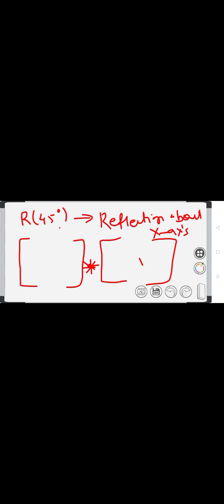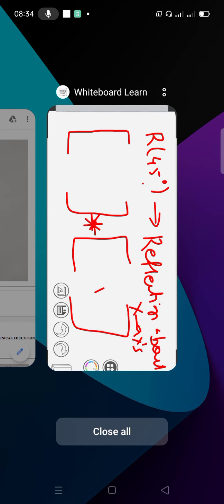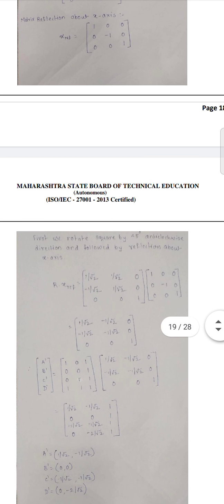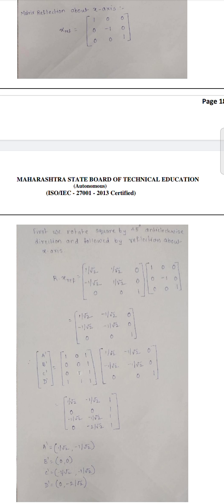So you have to multiply both matrices to find the final answer. In this step you have multiplied both the matrices. First we rotate by 45 degrees and then we perform a reflection. You have computed rotation and reflection, multiplied both matrices, and you get this particular transformation matrix. This is a composite transformation matrix, obtained by multiplying the rotation matrix and the reflection matrix.